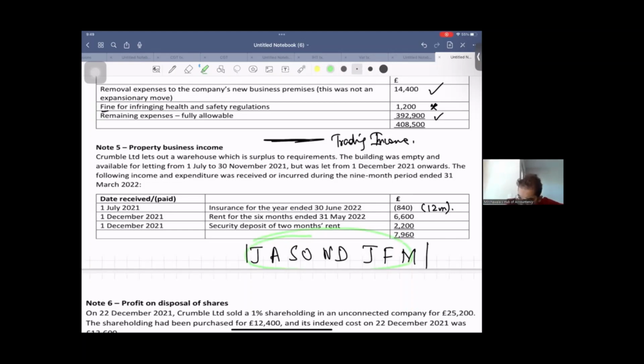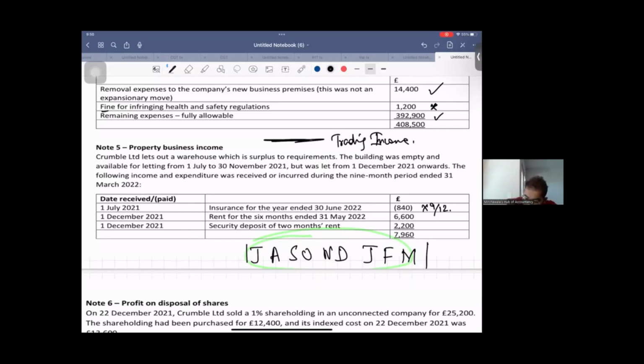So what you will do is 9 upon 12. You will only include insurance 9 upon 12. Are you getting, students? 840 is the insurance for 12 months. Right now we are not following cash basis, we are following accrual basis, so we need to count months. In our accounting period there are only 9 months, so you will multiply 840 by 9 upon 12 to calculate the 9 months insurance expense.